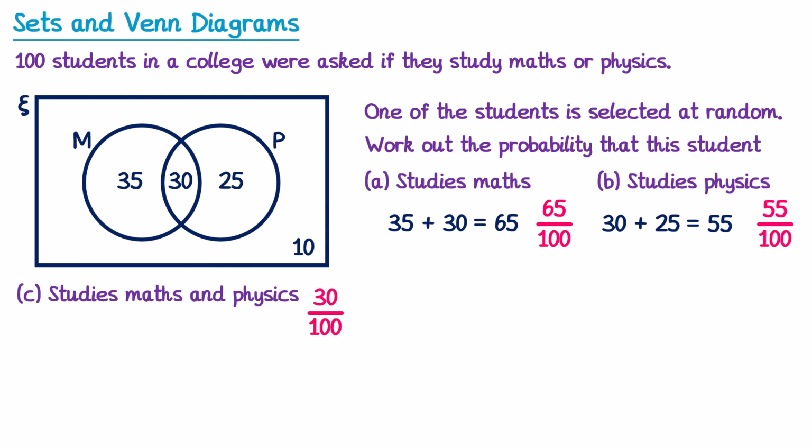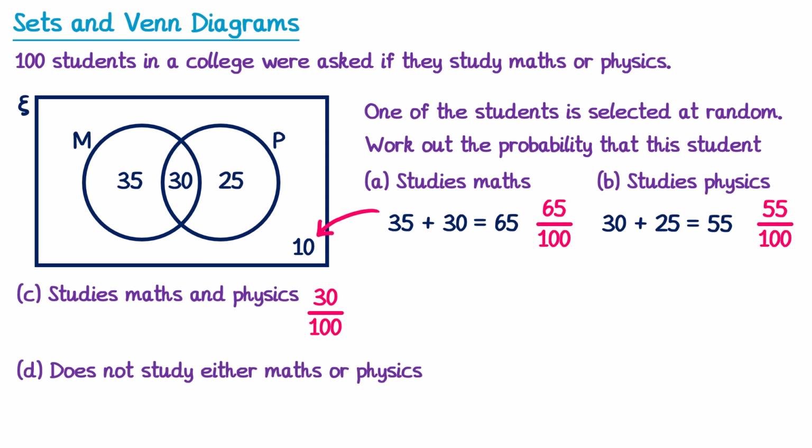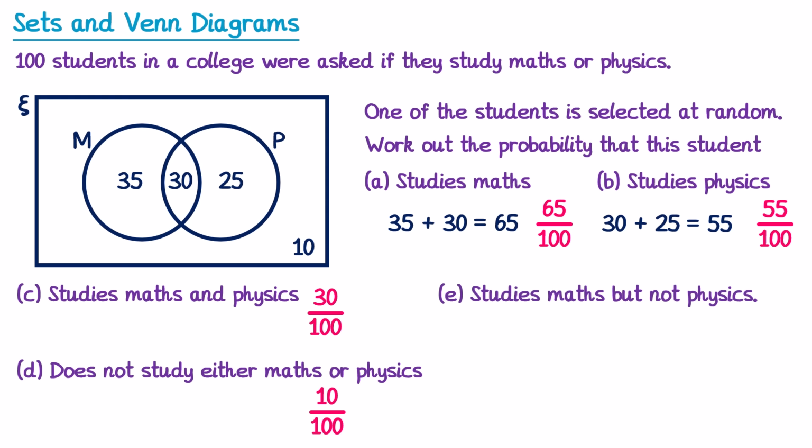And what if it said the probability that the student does not study either maths or physics? So that would be these 10 students on the outside here. So the probability is 10 out of 100. What if the question said the probability the student studies maths but not physics? So we're looking for students inside the maths circle that are not inside the physics circle. That's these 35 students here. So the probability would be 35 out of 100.